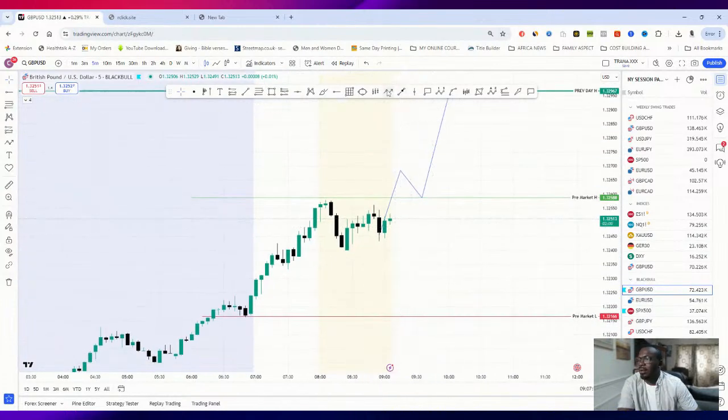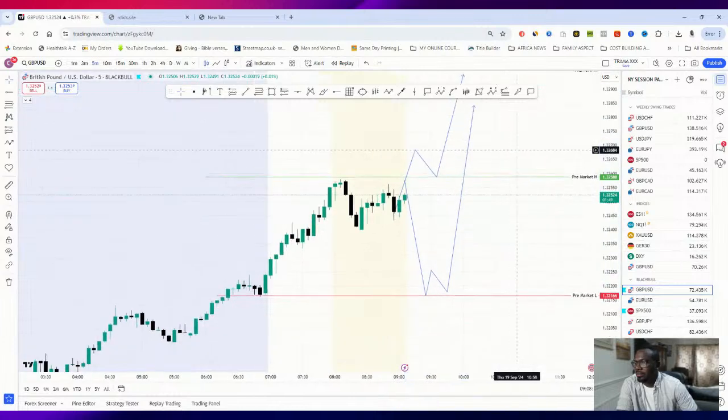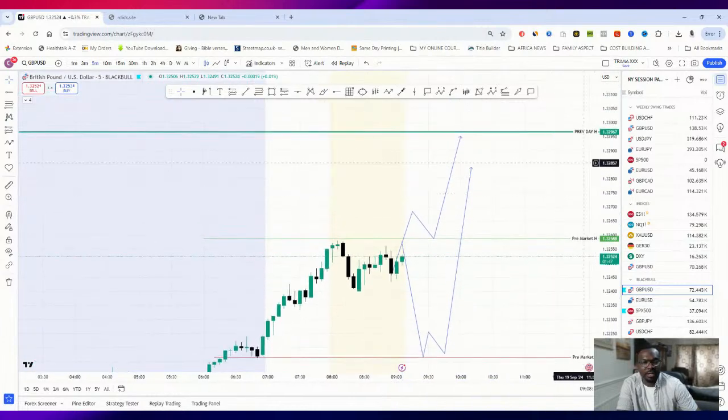Now, if price, two things. If price drops with rejection and rejects there, remember it's a bullish market, I will wait for rejection here. If price rejects from here, I'm going to buy. That's another way I'm looking at it based on this trade right now.